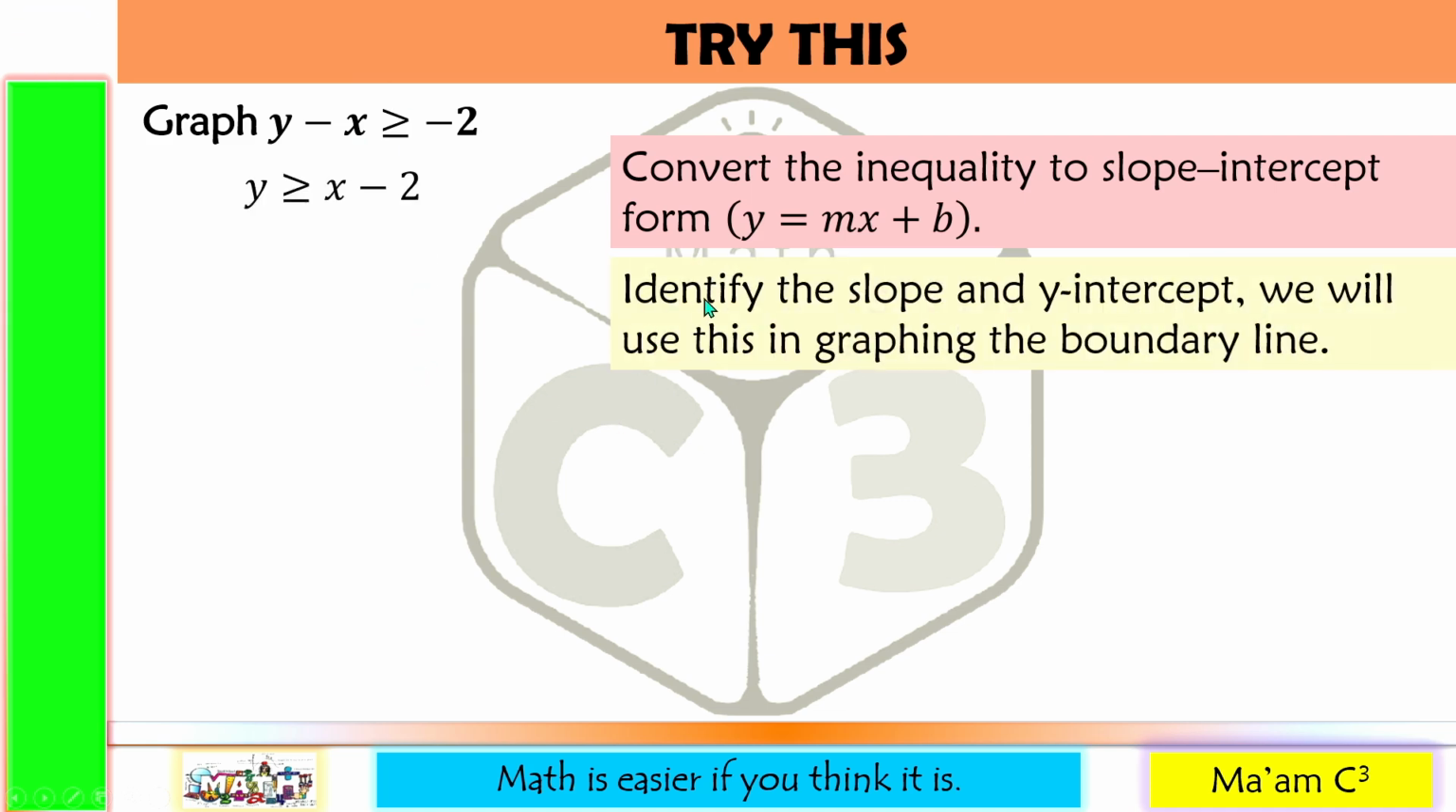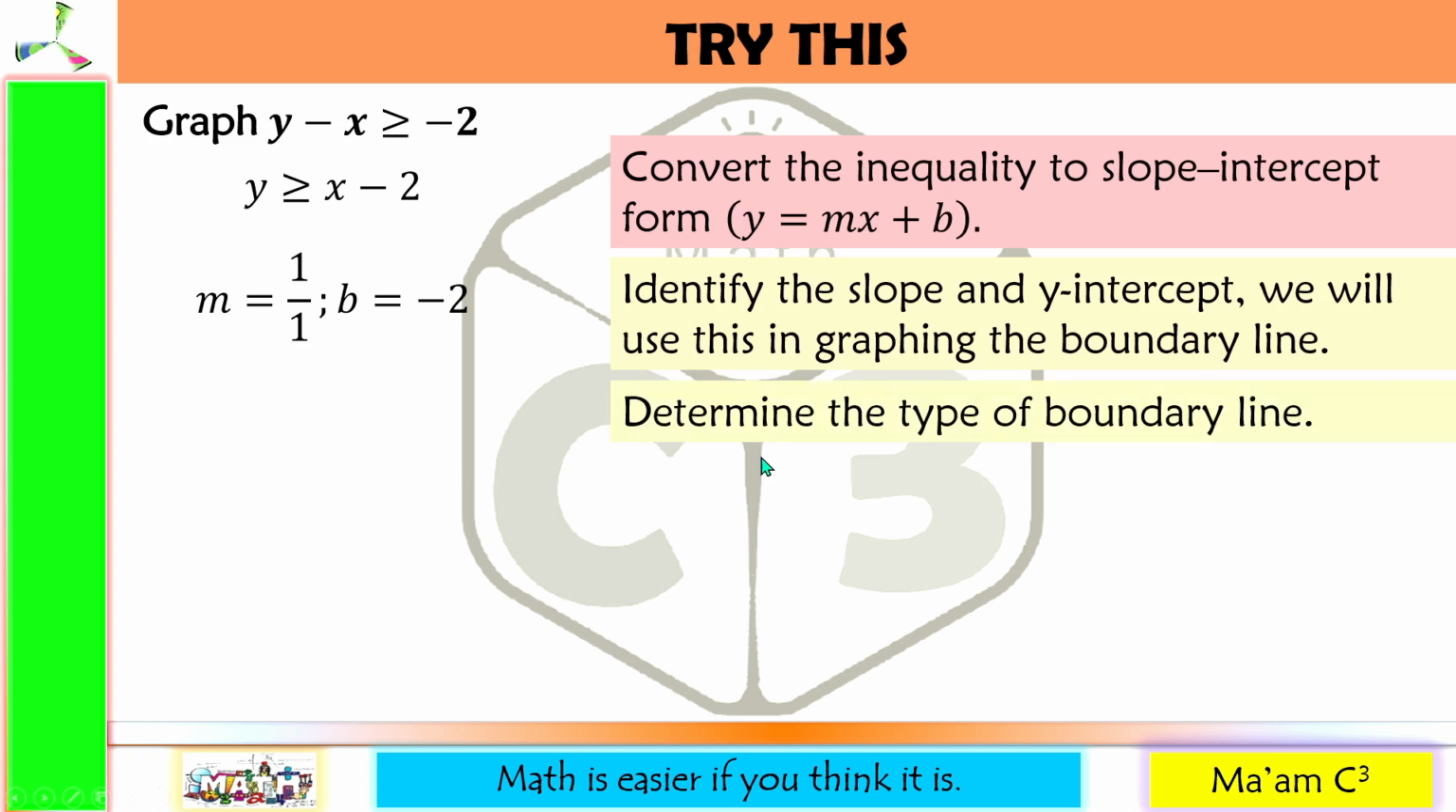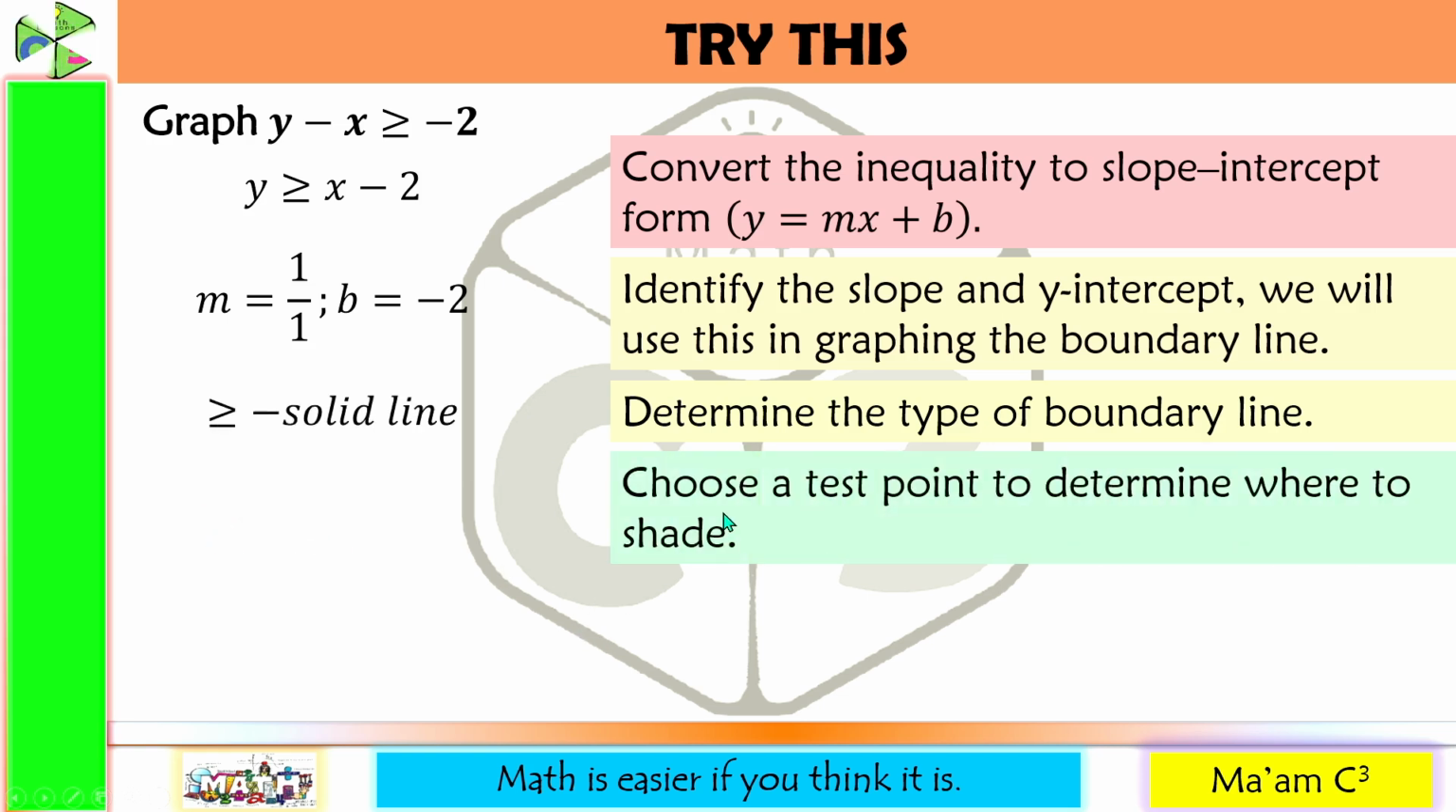Step 2, identify the slope and y-intercept. We will use this in graphing the boundary line. Our slope is the coefficient of x, and this is the invisible 1, so our slope is 1 over 1. And our y-intercept, our b, is equal to negative 2. Step 3, determine the type of boundary line. Since we have here greater than or equal to, we are going to use a solid line.